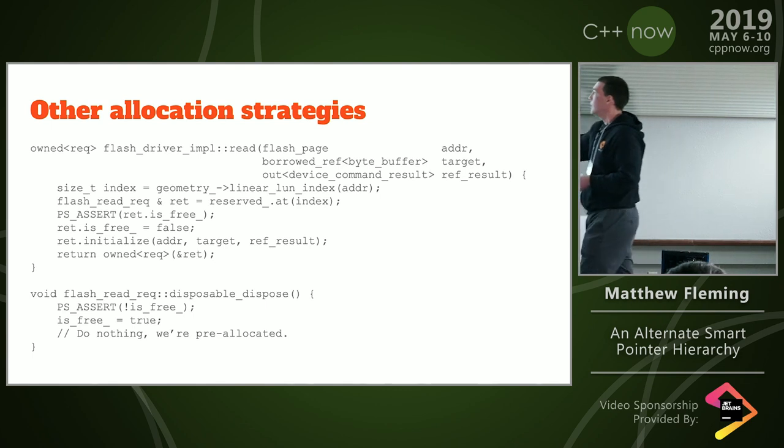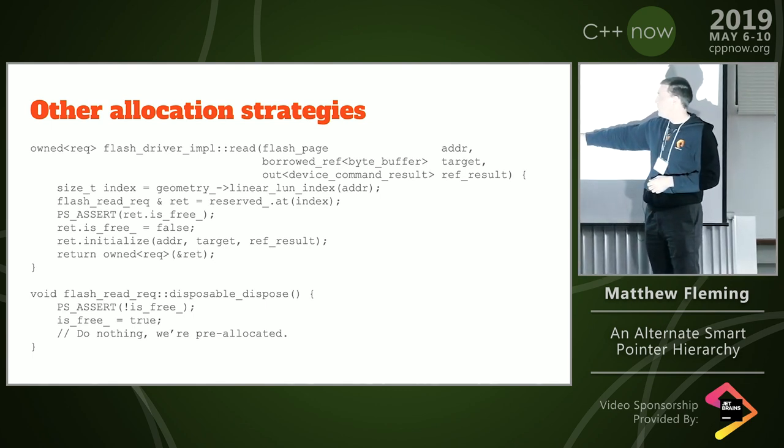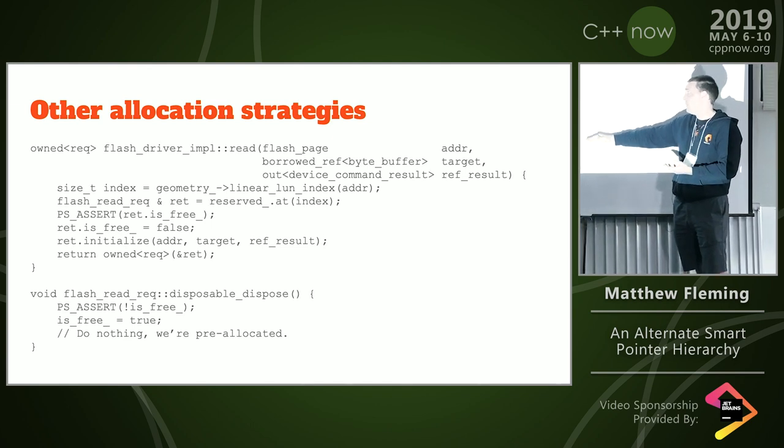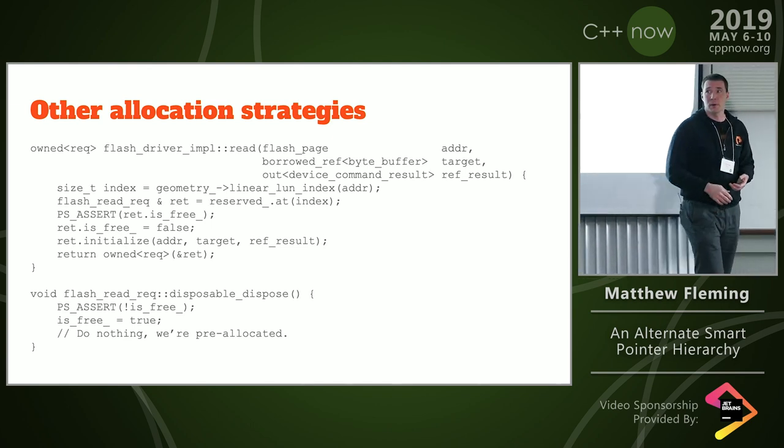And so now I'm not deleting anything in disposable. I'm just doing nothing. It was pre-allocated. I'm already in a slot. All I have to do is set some debugging state to make sure that we're not doing something stupid.